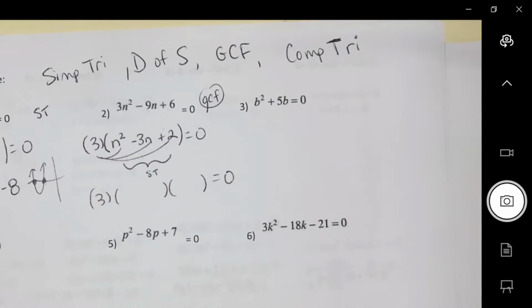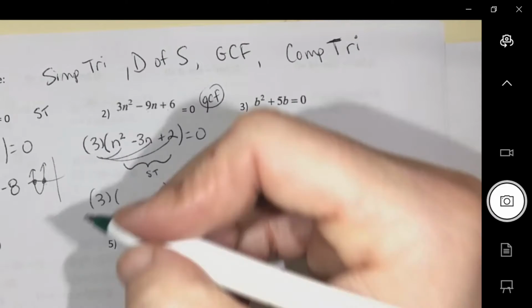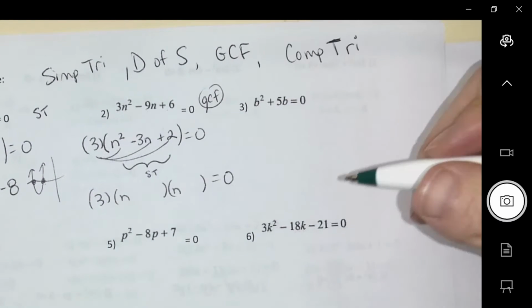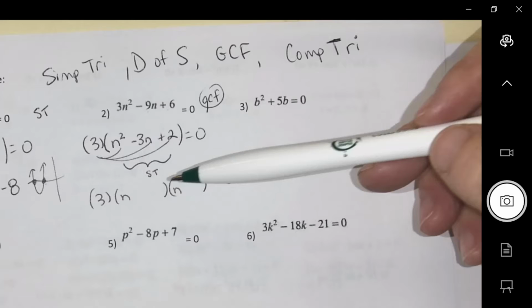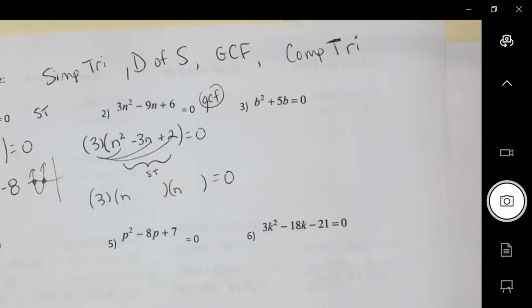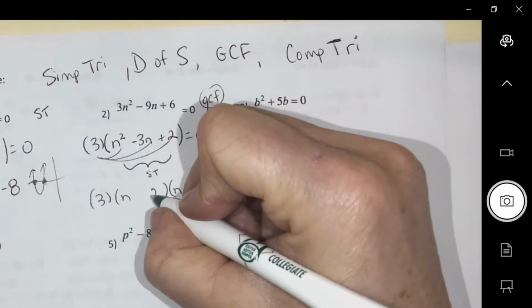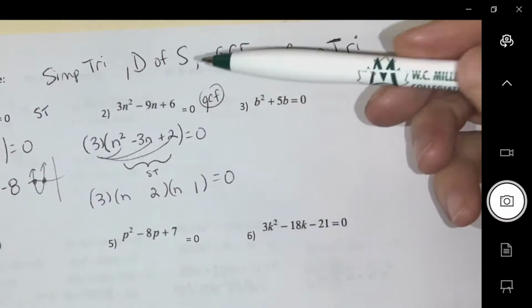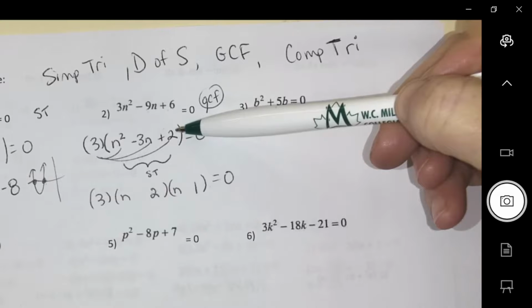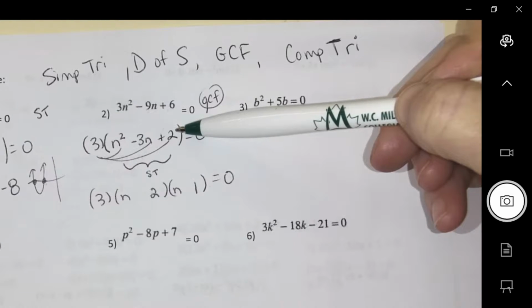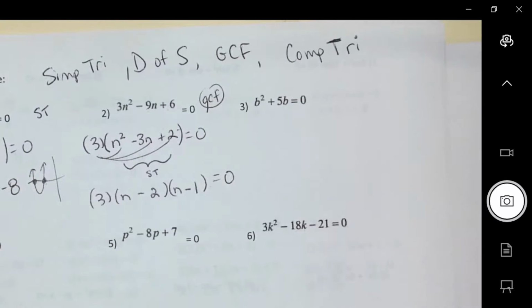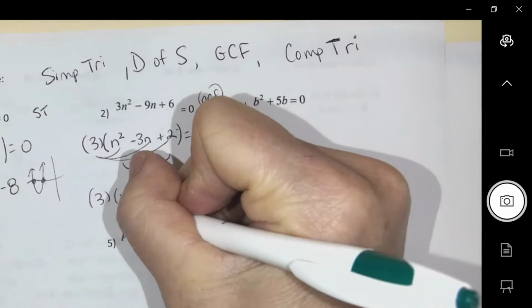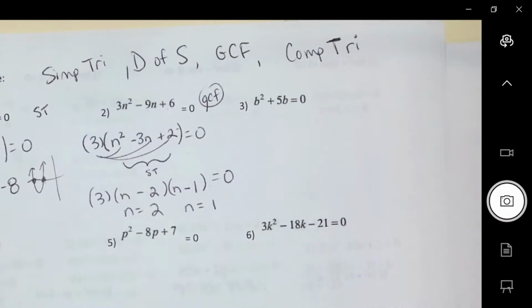Okay, so I'm going to break that simple down. So we're going to go n times n at the start to make the n squared. What times what makes 2? Don't have many options there. 2 times 1. Since it's a +2, they're both the same, but they got to make a -3. It's negative. So n would have to be a 2 or a 1.